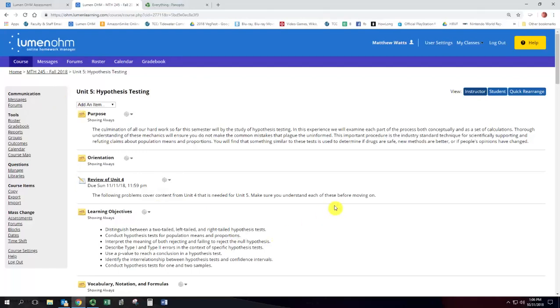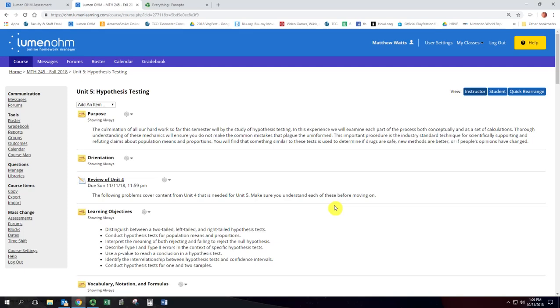All right, welcome to Unit 5, last big unit of the course, hypothesis testing. The culmination of all our hard work so far this semester will be the study of hypothesis testing. In this experience, we'll examine each part of the process, both conceptually and as a set of calculations. Thorough understanding of these mechanics will ensure you do not make the common mistakes that plague the uninformed. This important procedure is the industry standard technique for scientifically supporting and refuting claims about population means and proportions.